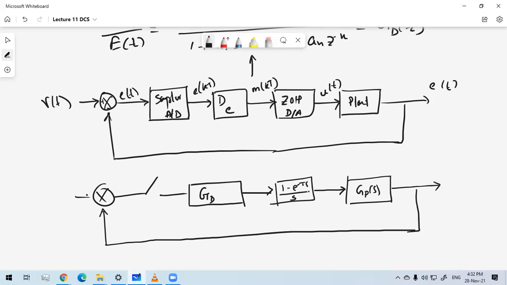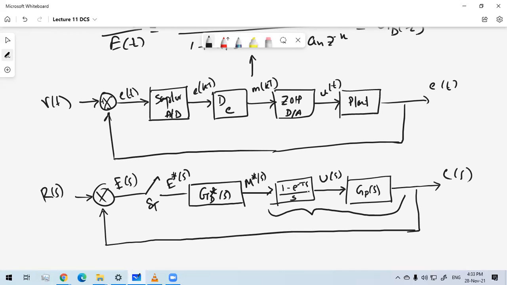So this is our R(s), this is our C(s). Now here, your error is E(s). After the sampler, we have E star(s), where it is discrete. The digital controller is also discrete, so you better put a star there. The output that we are getting, M star(s), is also discrete. And after the zero order hold and the DAC, we have U(s), which is now analog, even though it is not strictly analog. And then you have your plant. For simplification, we can just group them together and call it G(s).